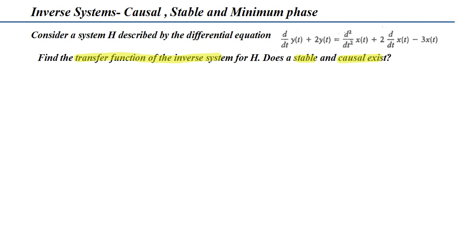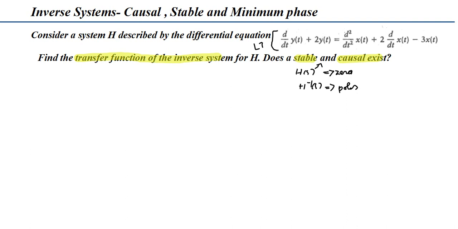We can find h of s, and with respect to h of s we can say whether the inverse system is stable or not. At that time we will take zeros. Or if you are finding h inverse of s and verifying whether the system is causal and stable, at that time we will take poles. We will discuss that. First we need to write the transfer function, the Laplace transform of this particular equation.